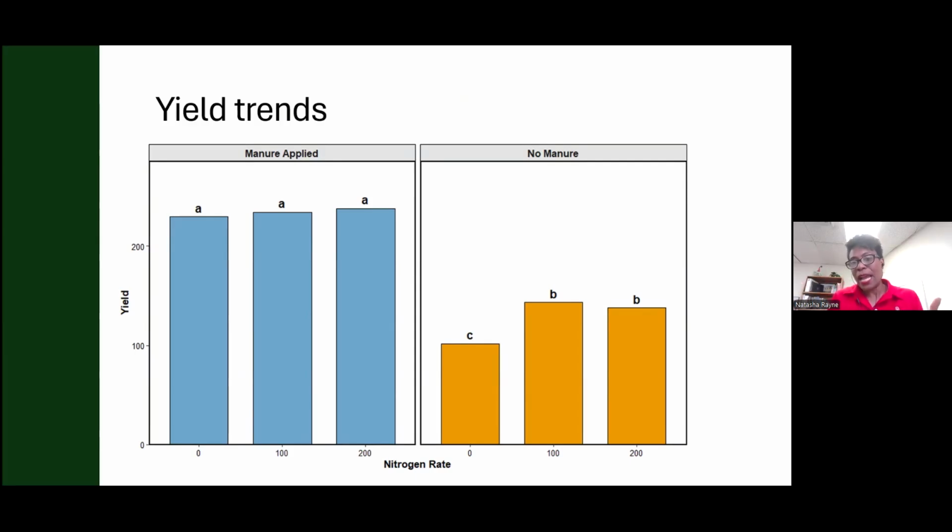We don't see it, right? It's not just the nitrogen difference. So let's keep that in mind as we move through this. But yeah, clearly we see a benefit of manure. We again see no significant response to any additional nitrogen, especially on the manure side of things. On the no manure side, you see a little bit of a bump when you apply 100 pounds of N per acre. So that's what we see here.